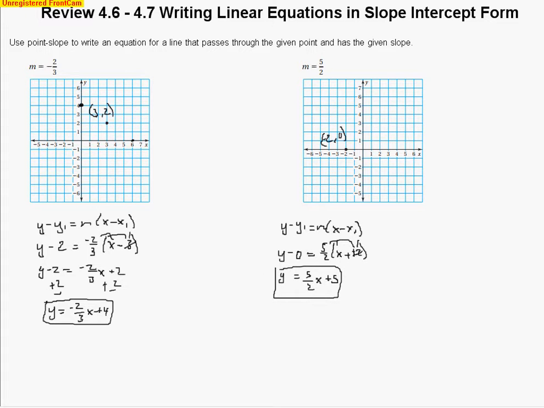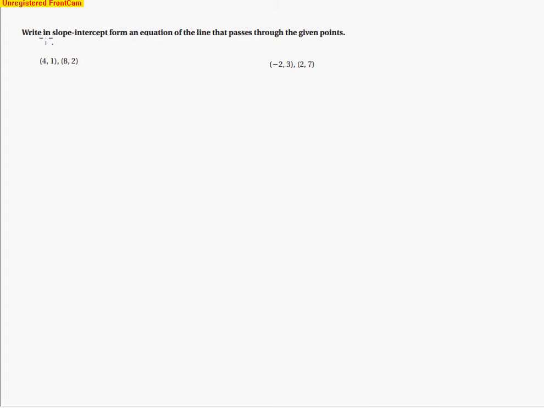So let's take a look at another set of directions. It says write in slope-intercept form an equation of a line that passes through the given points. So here we don't have the slope, so we first have to find the slope. So we're going to use the slope formula, y minus y1 over x minus x1. So I'll take the two values. I'm going to take the 2 and subtract the 1. Those are my y values. And so I'm going to do 2 minus 1. Now down below, I'm going to subtract the x values, x minus x1. And so that's going to be 8 minus 4. So I do the work, I get 1 over 4. So 1/4, that's the slope.